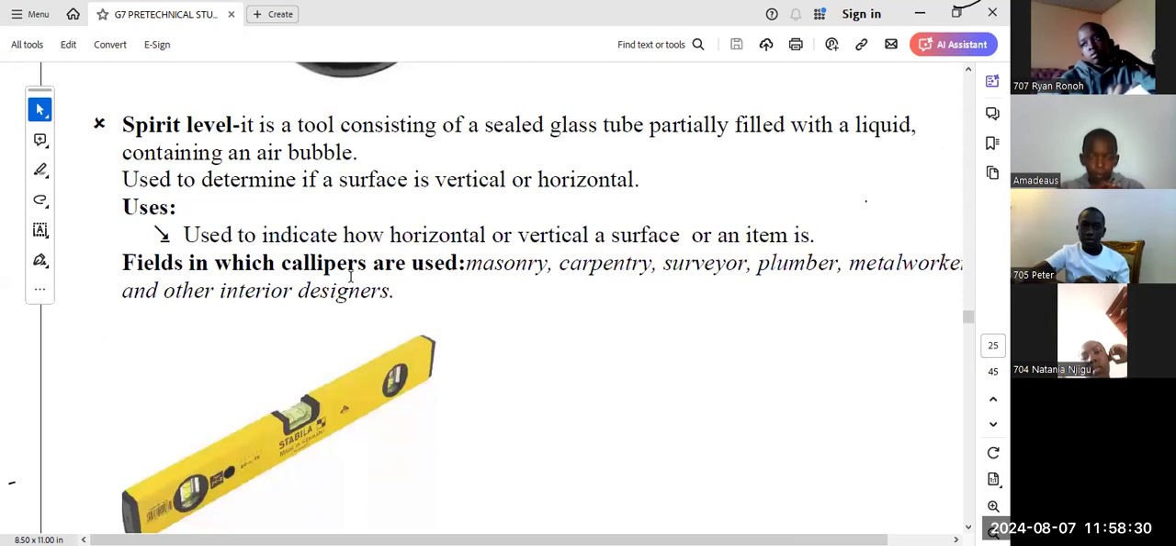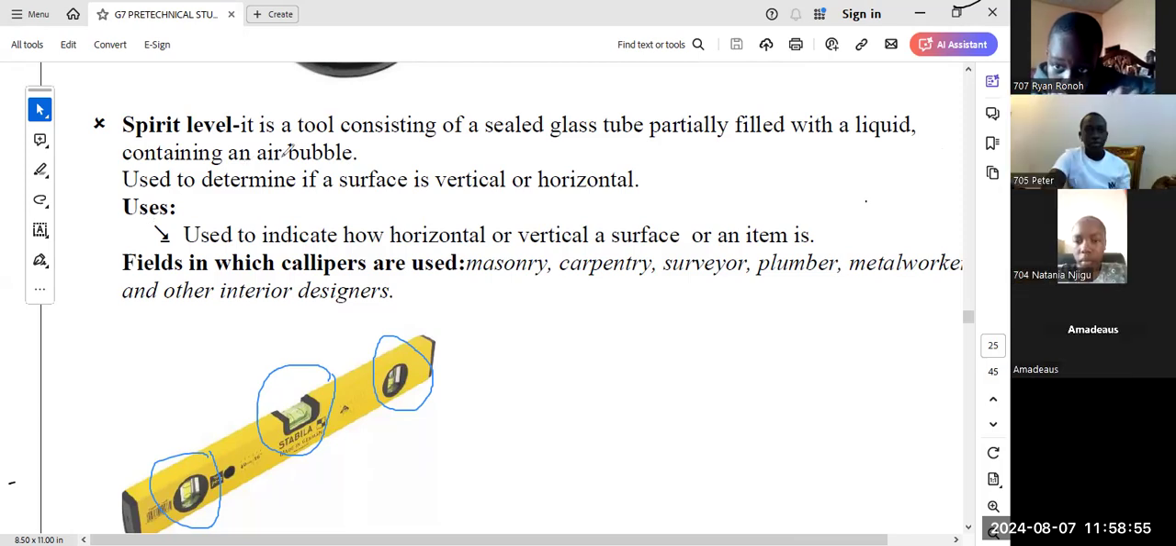With the spirit level, it is a tool consisting of a sealed glass. Now, let me show you the glass. You see here, here we have the glass, here we have the glass, and here we also have the glass. So these three areas are what we are referring to as sealed glass tubes, partially filled with a liquid containing an air bubble. We have an air bubble inside here at the top and the other side. Now, it is used to determine if a surface is vertical or horizontal.